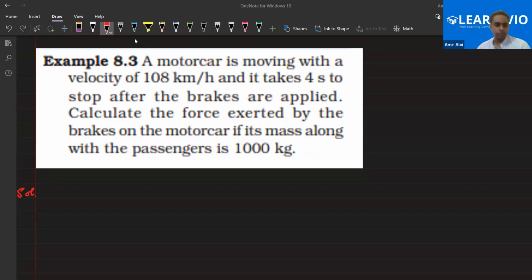Please do this question. Last 1 minute, everyone. I'm giving you last 1 minute to solve this, and then I'll solve it, because we have to start a new topic, that is Newton's third law of motion. Okay, Sarah. Okay, Rafe.